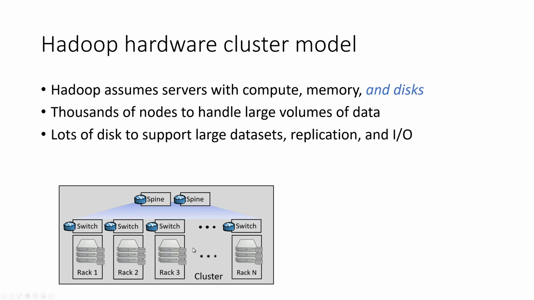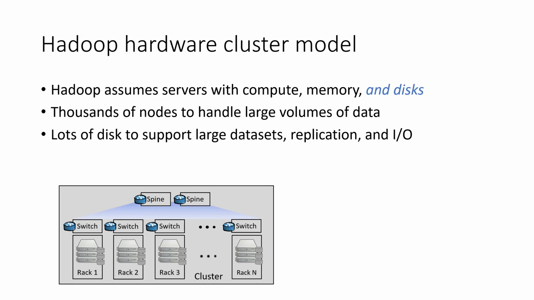Hadoop came before the move to the cloud and before cloud providers started using remote storage. So Hadoop assumes that servers have local compute, memory, and storage. This is why we see these disks over here. And then there are many racks, and the racks are interconnected by top of rack switches. And Hadoop supports thousands of nodes to handle large volumes of data.